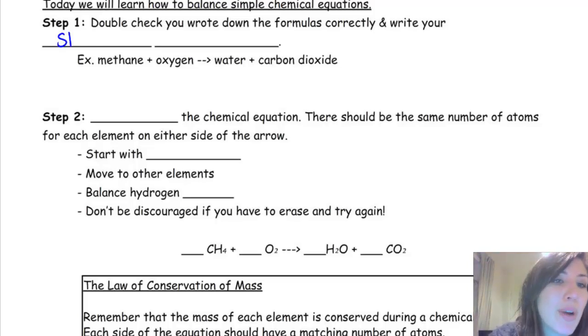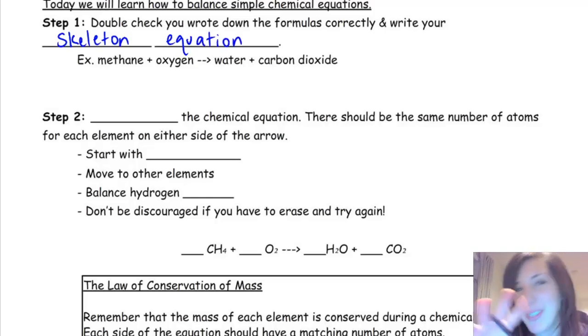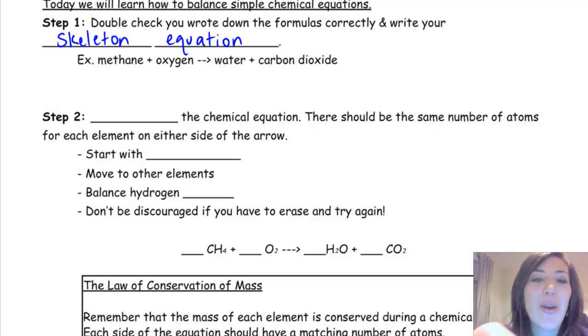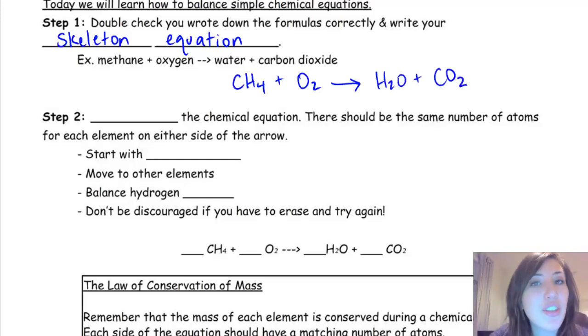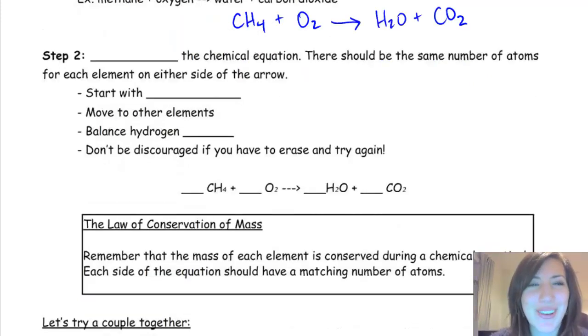And then we write what I just called the skeleton. It's spooky because Halloween is coming up. The skeleton equation. So our skeleton equation for this example would be methane, CH4, plus oxygen yields or produces water and carbon dioxide. So you need to know how to create that skeleton equation. If you're not feeling comfortable, make sure you practice lots and lots and reread that section and rewatch those videos.